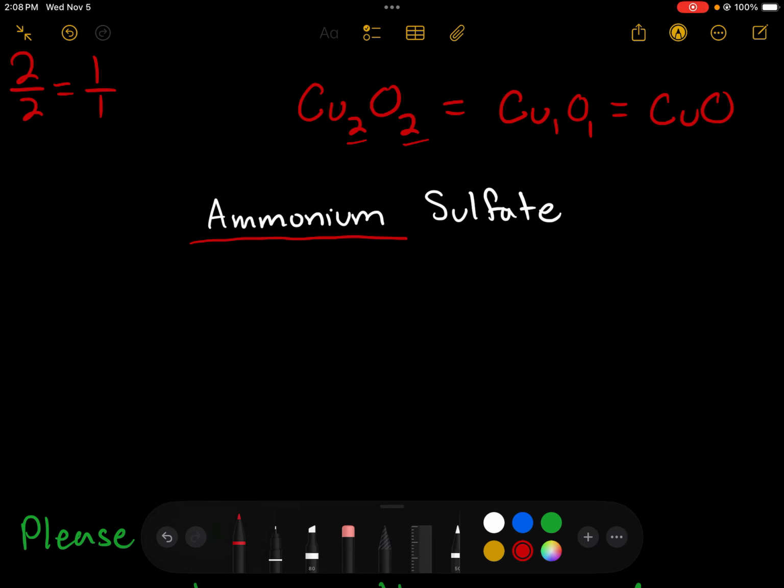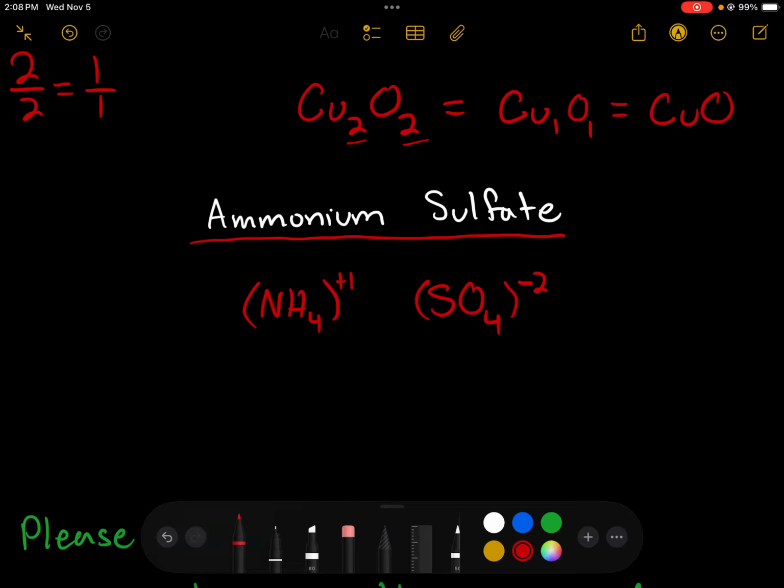Last example I want to give you involves polyatomic ions. So this is an example of an ionic compound that actually does not contain any metals, but it's still ionic because it still contains a positive ion and a negative ion. Ammonium and sulfate were 2 of the polyatomics that I asked you to memorize at the beginning of the year. Ammonium is NH4 with a +1 charge, and sulfate is SO4 with a -2 charge.